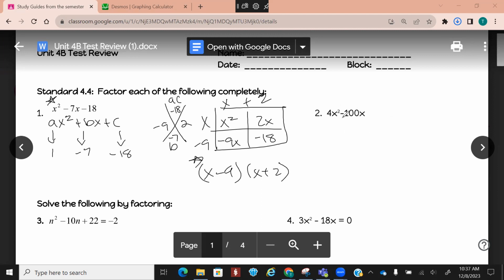On number 2 though, what they're doing is they don't have a C value. So what you're going to do is take out the greatest common factor. So from 4 and 100, what can you take out? 4. From x squared and x, what can you take out? X. So I'm taking 4x squared and dividing it by 4x. That gives me x. I'm taking -100x, dividing it by 4x. That gives me -25. And that's it in factored form. So if it doesn't have a C value, you take out the GCF.